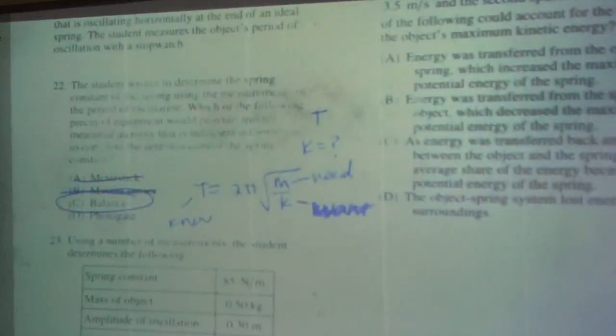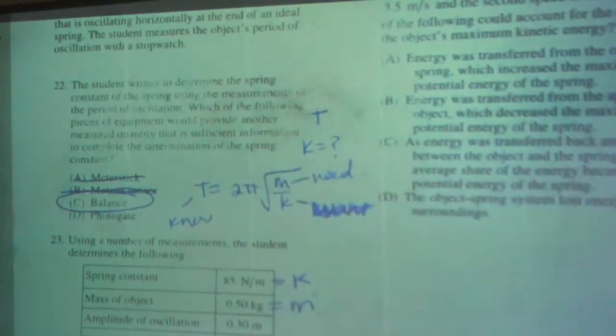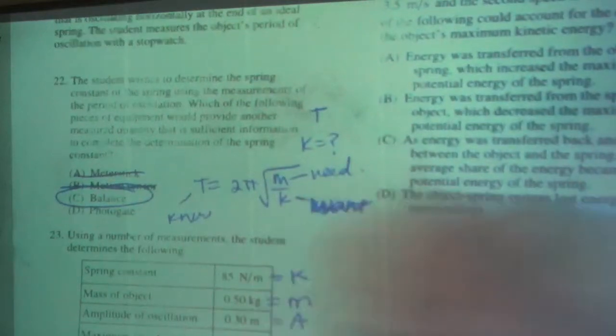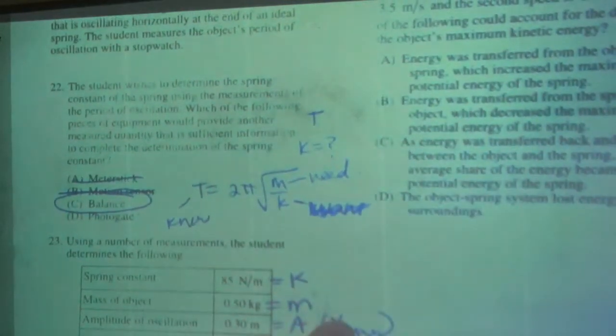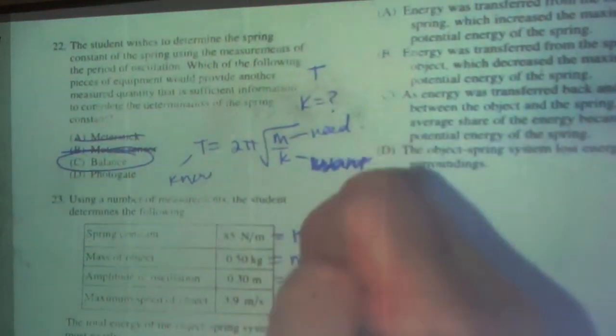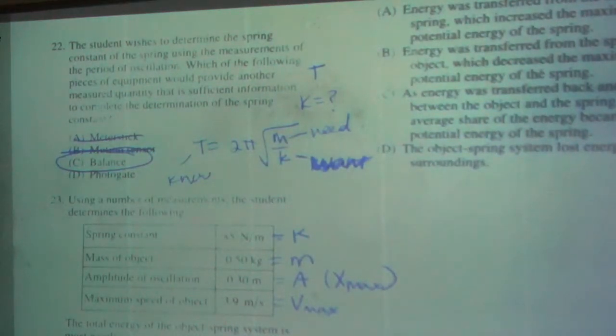Using a number of measurements, the student determines the following. We've got the spring constant, that's k. We've got the mass of the object, m. We've got the amplitude, you could call this A, or you could call this x max, the maximum displacement. And then the maximum speed, I'm going to call this v maximum. We want the total energy of the spring-object system.